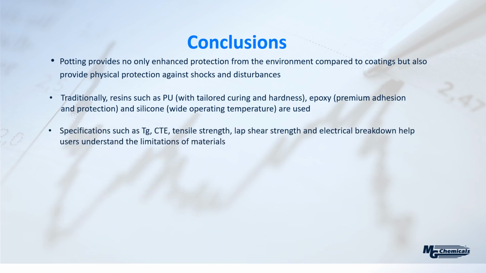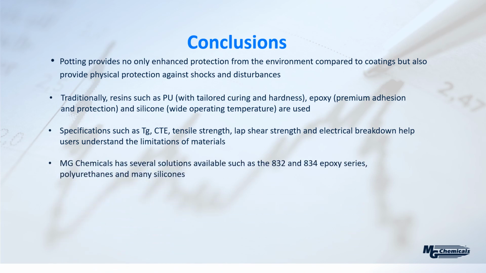Specifications such as the Tg or glass transition temperature, coefficient of thermal expansion, tensile strength, lap shear strength, and electrical breakdown help users understand the limitations of the materials. So with that kind of information, they can better understand how the materials compare to one another and whether a material is right for their application.